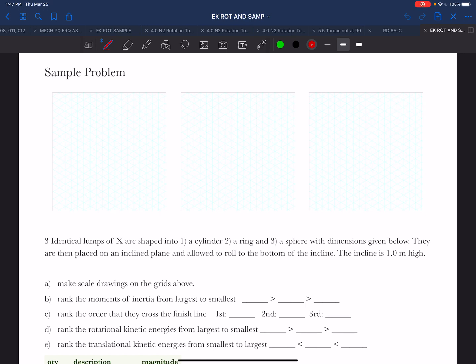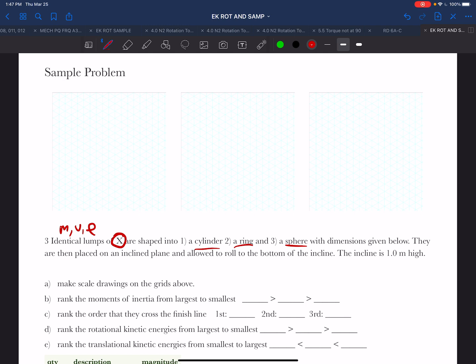In this installment, we're going to take a deep dive into the relationships of the mass distribution and the radius and the moment of inertia, as well as what that tells us about kinetic energies and changes. So we have three identical lumps of X, being a material. If they're identical, that means they have the same mass, the same volume, and the same density. There's a cylinder, a ring, and a sphere. And the dimensions are given below.